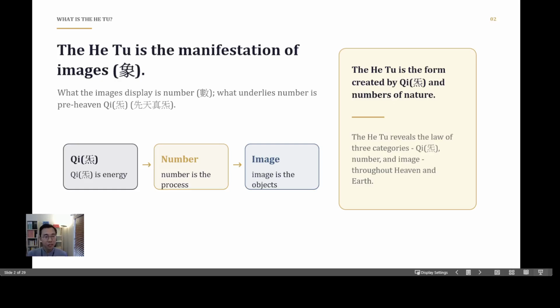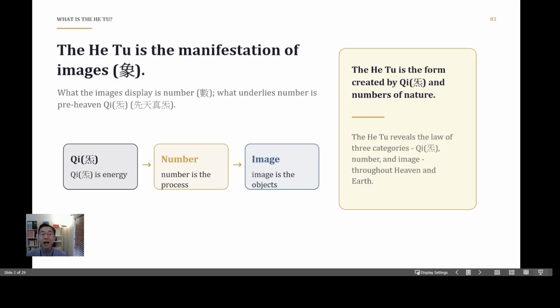What is image? It is called Xiang. Image, you can think, is something you can observe. You can see, you can touch, you can smell. That is image. 河图 reveals the law of these three categories: qi, number, and image. As long as we have an energy layer, we have qi. We have numbers to describe. After we have numbers, it shows so we can observe, can see, we can touch.